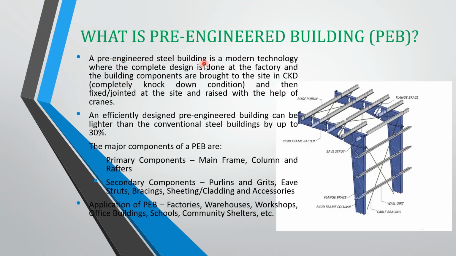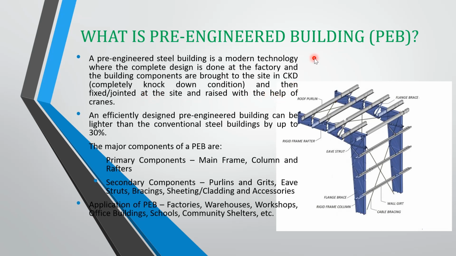A pre-engineered steel building. I have written steel building because generally our pre-engineered buildings are made up of structural steel. So a pre-engineered steel building is a modern technology where the complete design is done at the factory and the building components are brought to the site in completely knocked down condition, and then those components are fixed or jointed at the site and raised with the help of cranes.